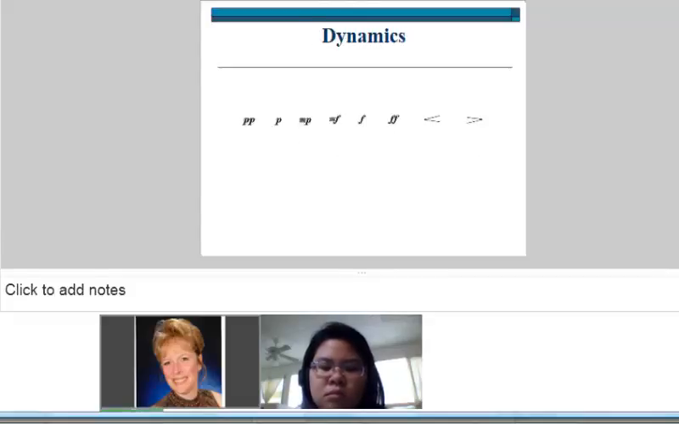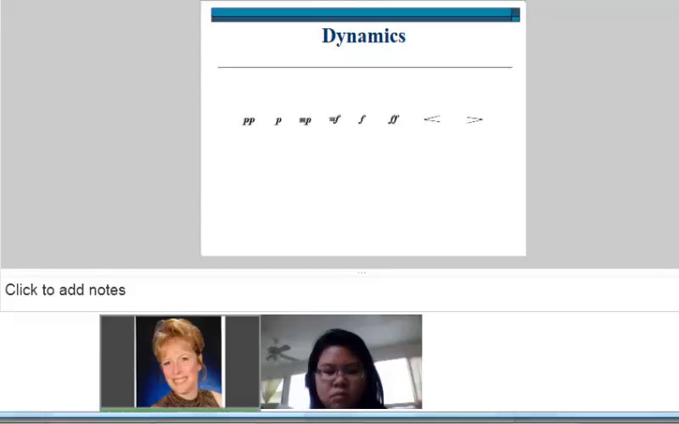Next we have the dynamics. On the left is a pianissimo, which means very soft, followed by a P, which is piano, means to play softly. Next is mezzo piano, means moderately soft, followed by mezzo forte, moderately loud, forte, to play loudly, and fortissimo means to play very loudly.